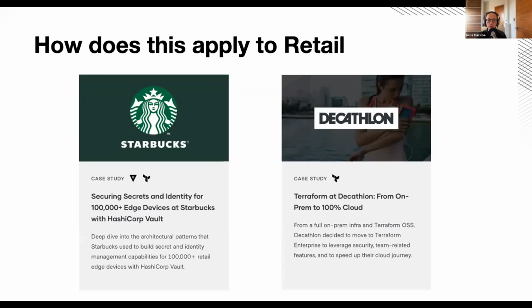Decathlon, again, went through this digital transformation. They shifted away from being on-prem to all in on the cloud. They realized that the cloud was the best way for them to operate their business, and they had to go through this shift. So they're using Terraform Enterprise to be able to drive that innovation. And again, a lot of this comes down to efficiencies.